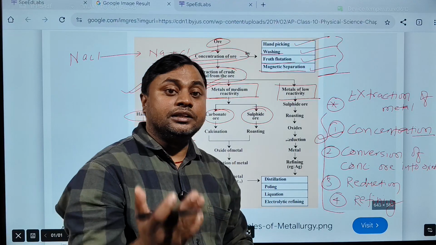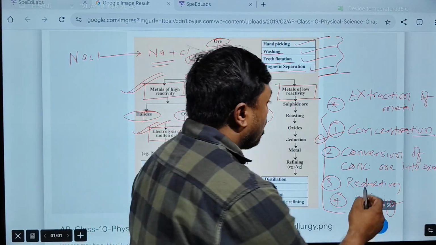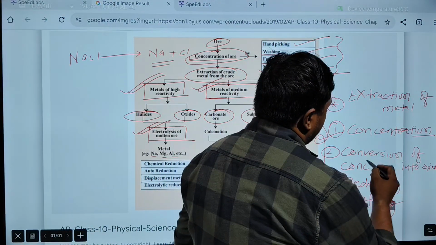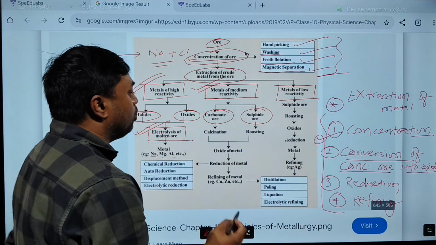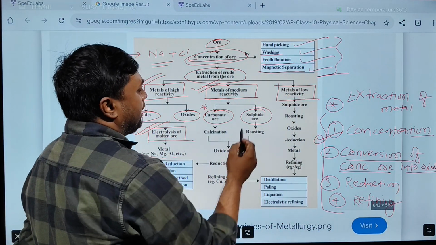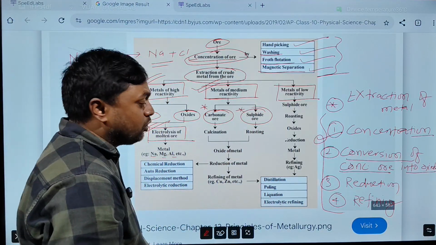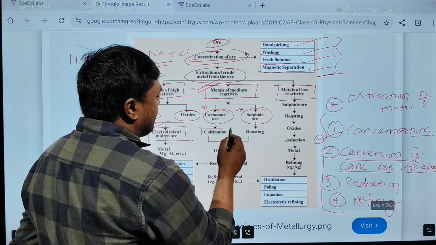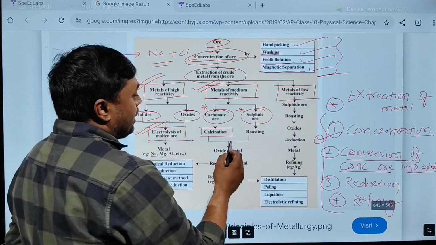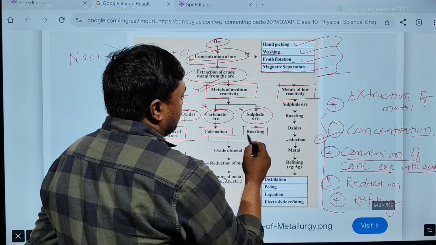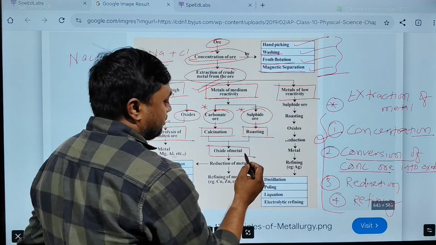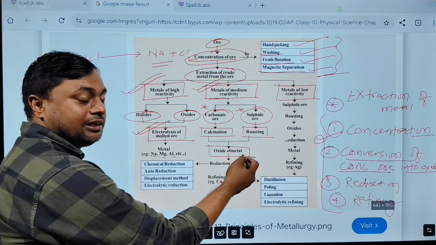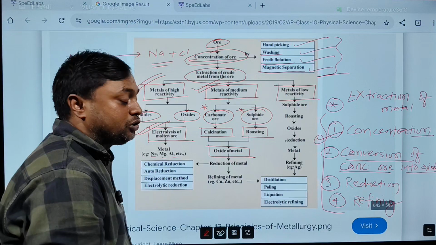We have to convert the concentrated ore into oxide. Generally these ores are in two forms. First is what? Carbonate, the other is sulfide. For carbonate ore we use calcination, and for sulfide ore we do roasting. In both methods we will get the oxide of the metal. Very, very important. We will discuss in detail what is calcination and what is roasting.